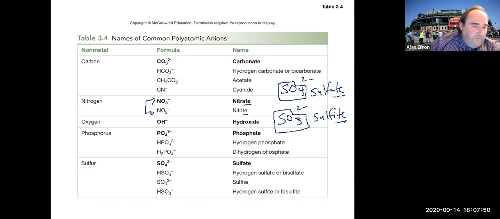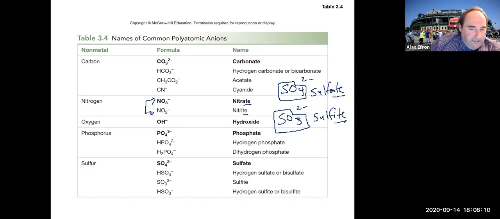And in a group of 2, there will be basically one that has more oxygens. The one that has more oxygens ends in ate. A good way to remember is like you ate too much. So the one with the most oxygens is ate. The one with the least number of oxygens is ite.